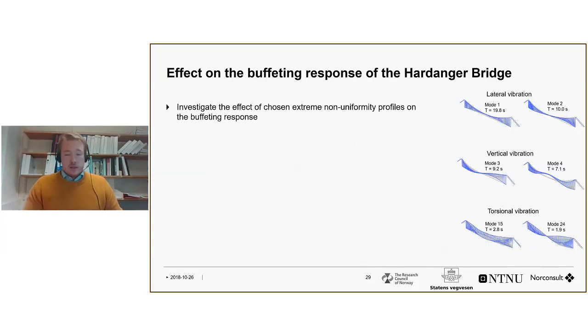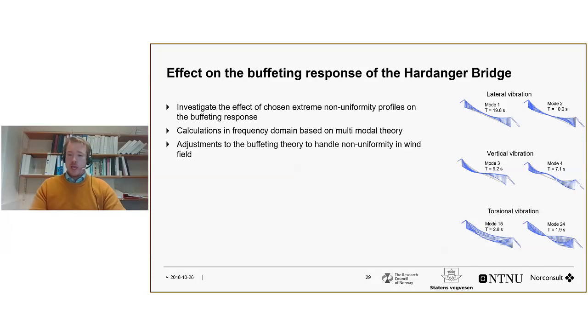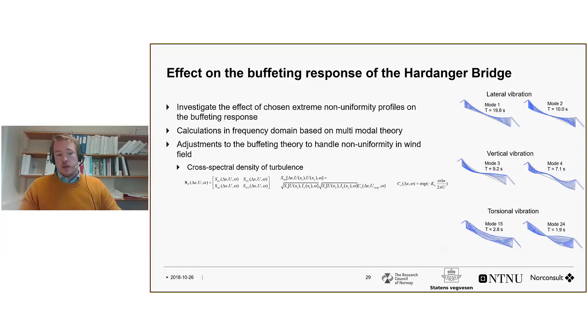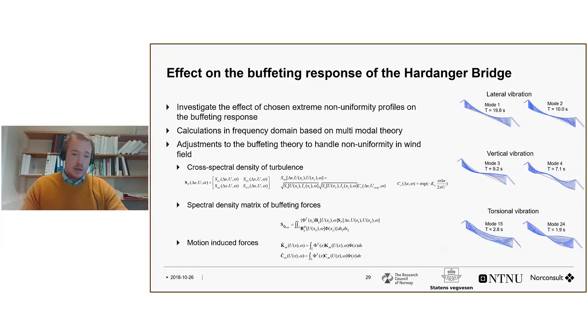So to investigate the effects of some picked extreme profiles, the buffeting response of the Hardanger Bridge is considered. The buffeting calculations are performed in the frequency domain. And some adjustments have been made to the classical formulation of the buffeting theory to account for non-uniformity. The cross-spectral density is now a product of the square root of the autospectra in the two points considered. The buffeting force spectral density matrix will be based on a varying buffeting force load transfer function, and the motion induced forces are now integrating a non-uniform wind profile.